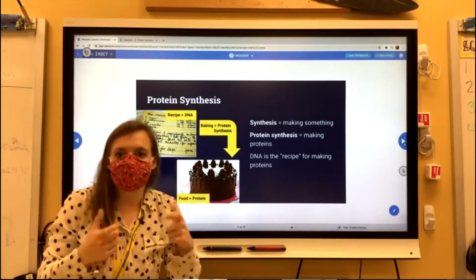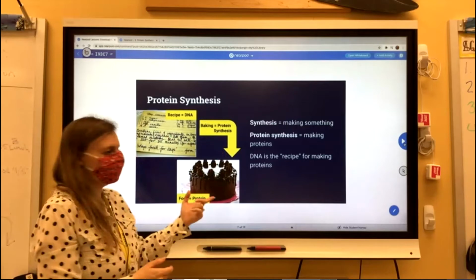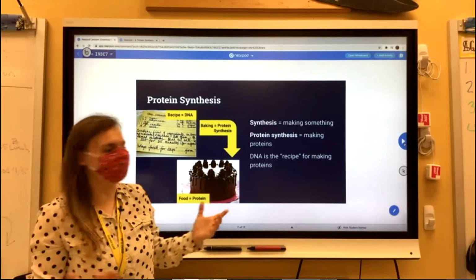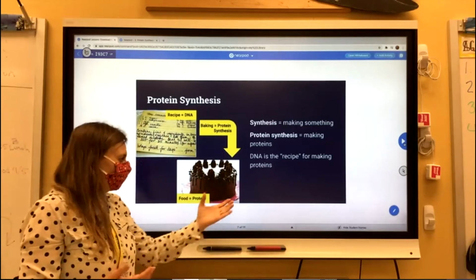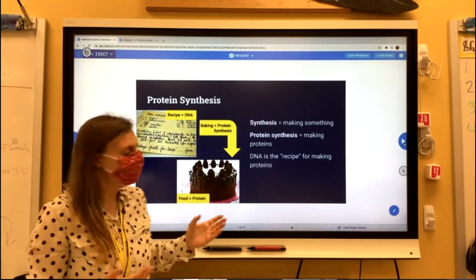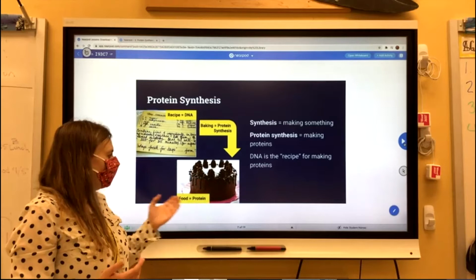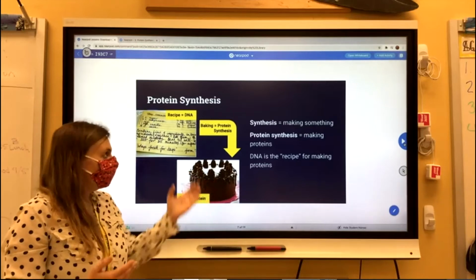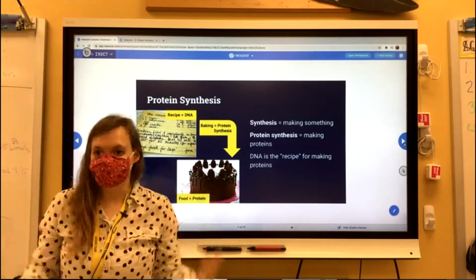So this is making the cake. And then last, we get the cake, we get to eat it, right? At the end, we get a beautiful cake. I've never made a cake that looked like that. Maybe I need some lessons. But in the end, we get a beautiful cake. In the end of protein synthesis, we get a protein.